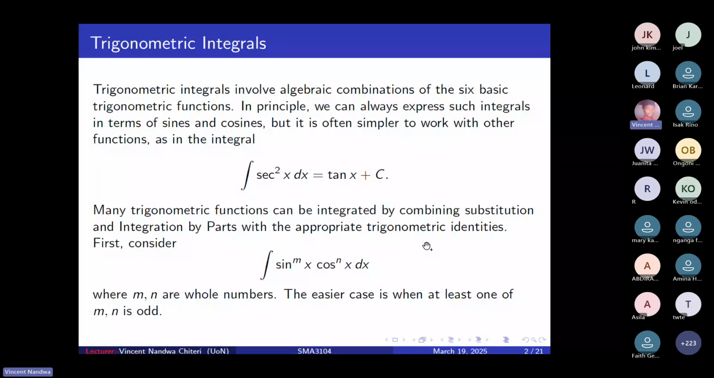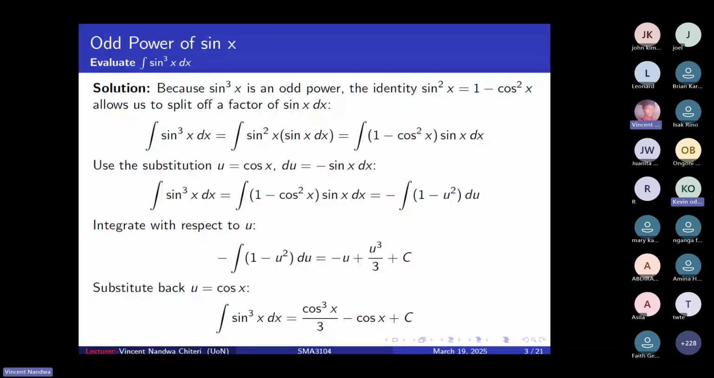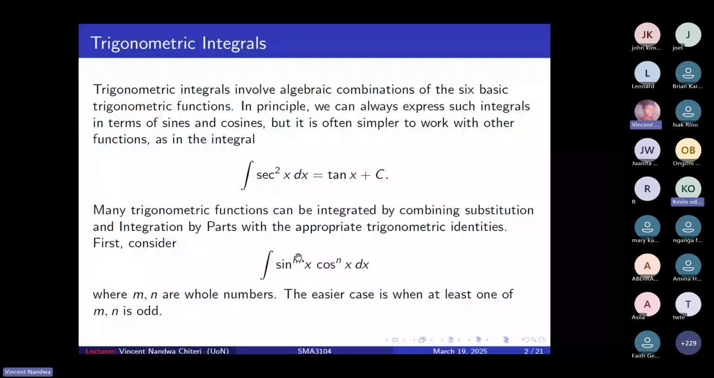So we give an example which involves m to be 3 and n to be 0. Remember, this general form is sine power m times cosine power n. So in this case, when we have the integral of sine power 3x dx, m is 3, n is 0.